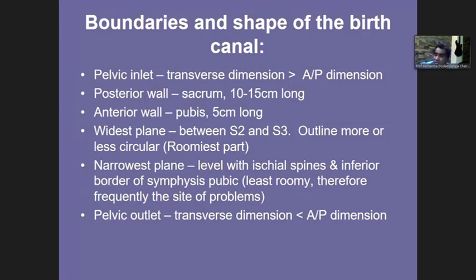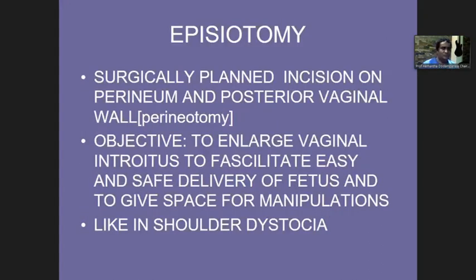Mid cavity arrest is very common because that is the least roomy point. The upper part of the mid cavity is wide and the lower part of the mid cavity is very narrow, and that is where deep transverse arrest and rotation arrest of the fetal head can take place. And then the pelvic outlet is straightforward. Transverse diameter is less than the AP diameter. AP diameter is more. Let's look at simple surgical procedures that you do.